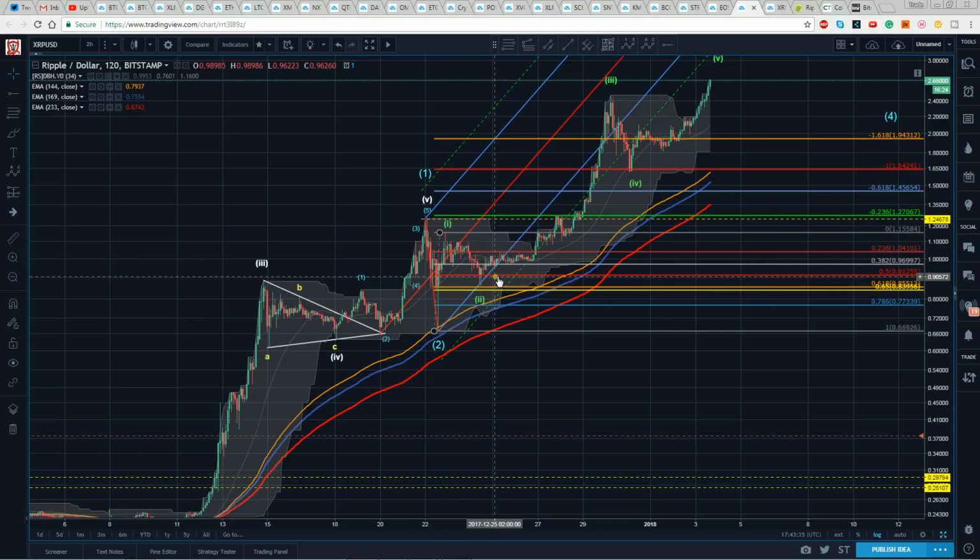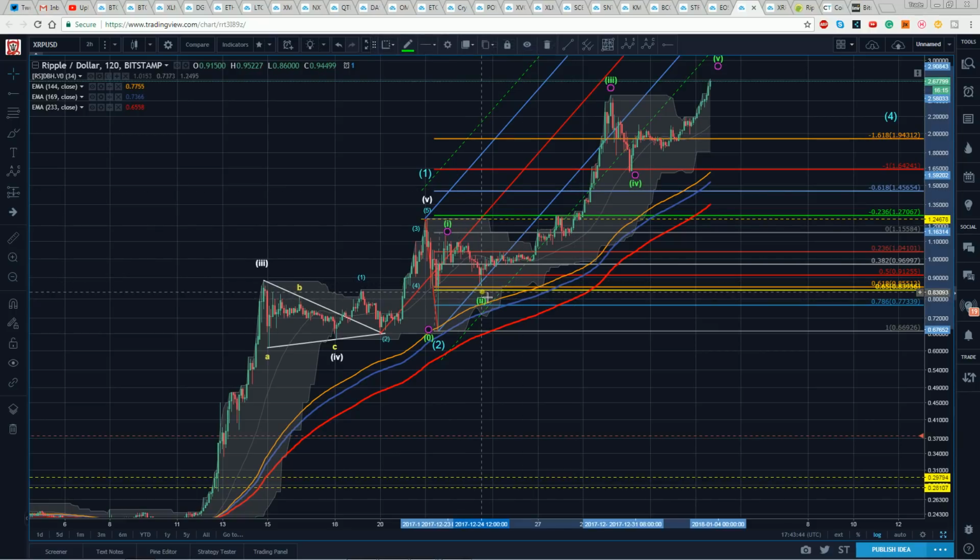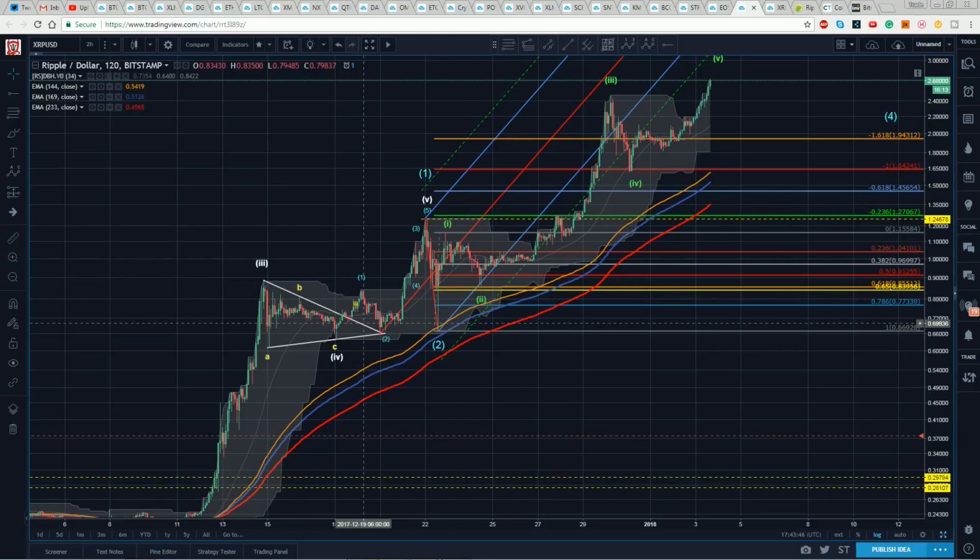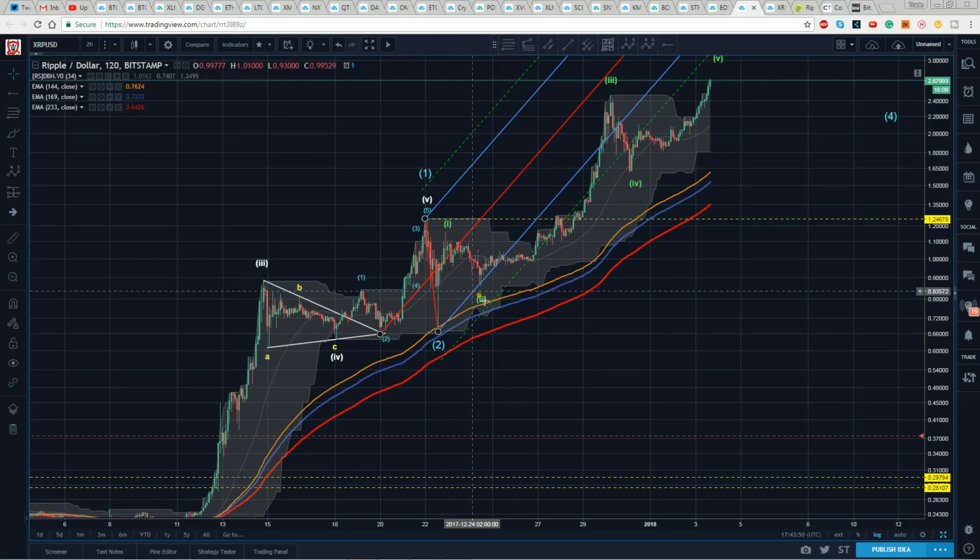So again, confluence. We've got pattern. We've got a fib pull relationship here. We've got structure. We've got the lower parallel of the median line. So in we go at the 2. What are we expecting now? We're anticipating subdivision.